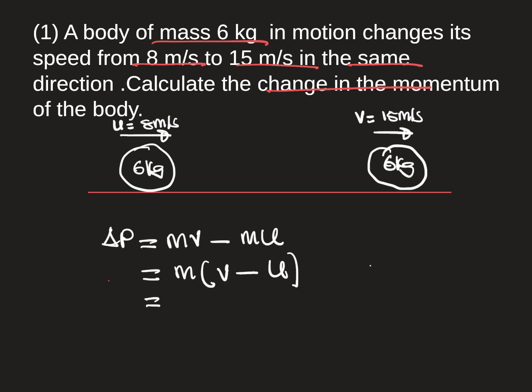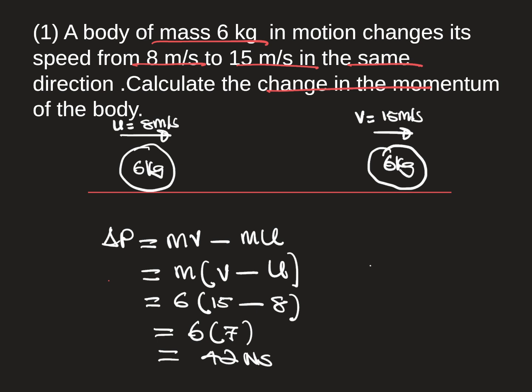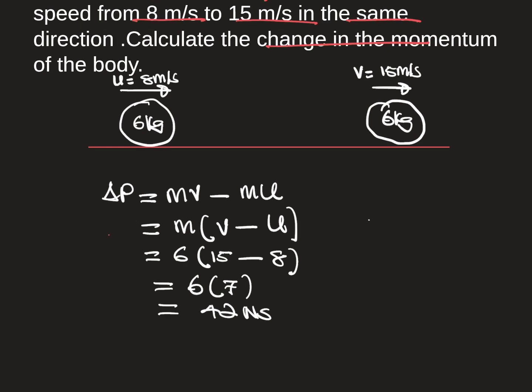So the mass is 6 into the final velocity 15 minus the initial velocity 8. So that will be 6 into 15 minus 8, that is 7. So 6 times 7 gives 42 Newton seconds. If you like, you can say kilogram meters per second.